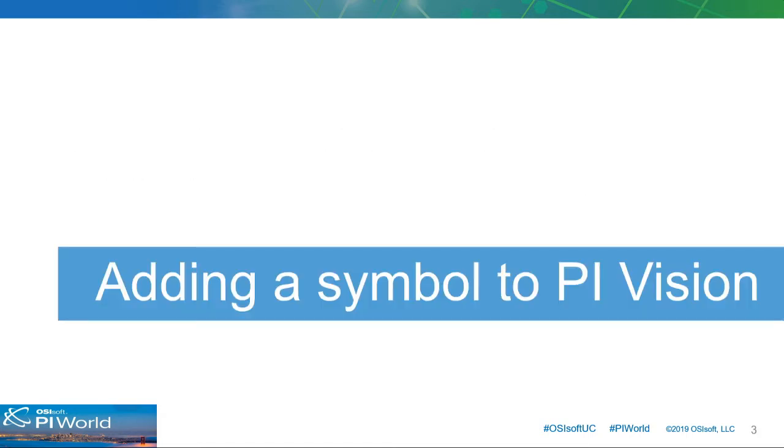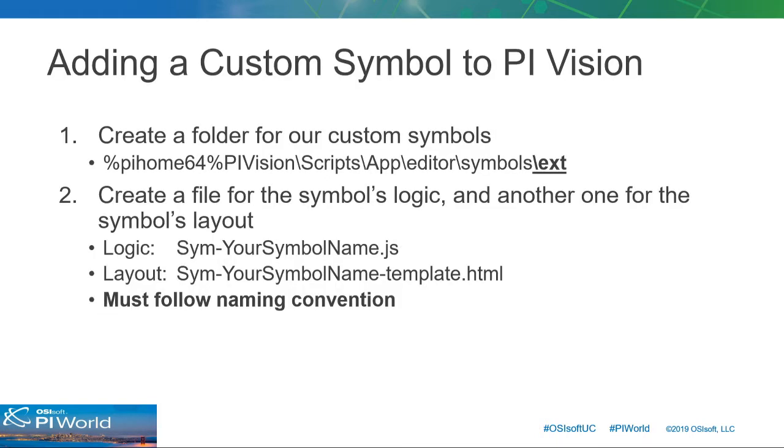All right, so just getting started, adding a symbol to PI Vision. There are a couple of basic steps that we need. First, everyone in their PI Vision installation has a folder, that PIPC 64 folder. All of the scripts for PI Vision, the actual application, are held within there. If you want to add a custom symbol, you need to add this ext folder under PIVision, Scripts, App, Editor, Symbols. There's going to be a separate folder for extensibility symbols. Once you have created that folder, new files that you place into it are going to be loaded in by PI Vision and attempted to be registered as symbols.